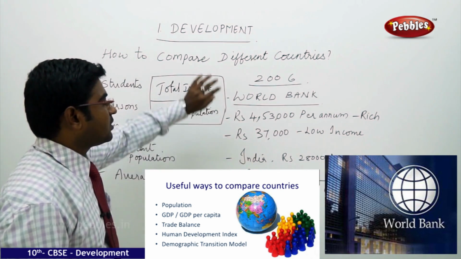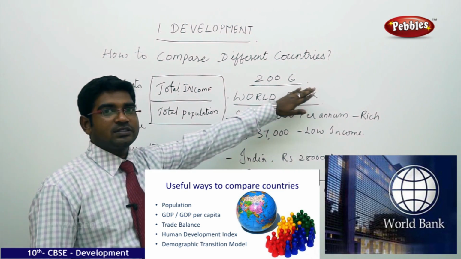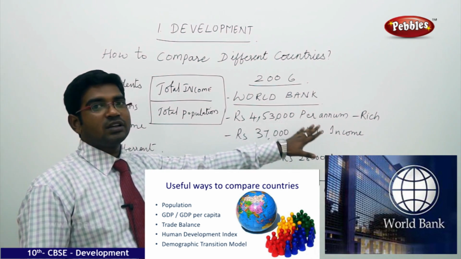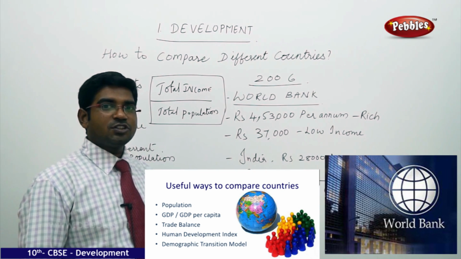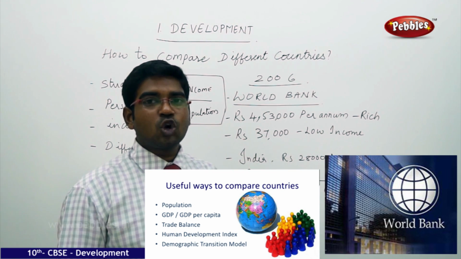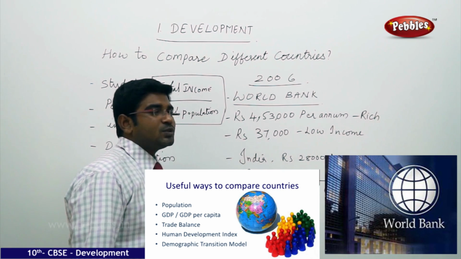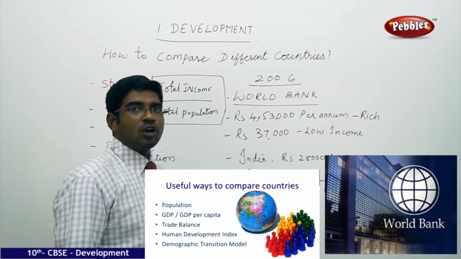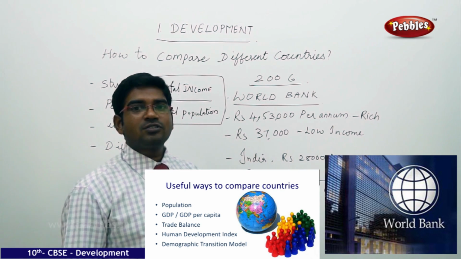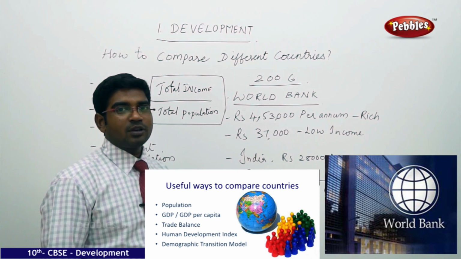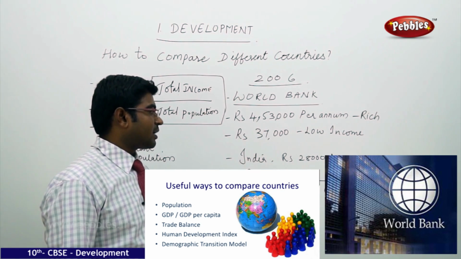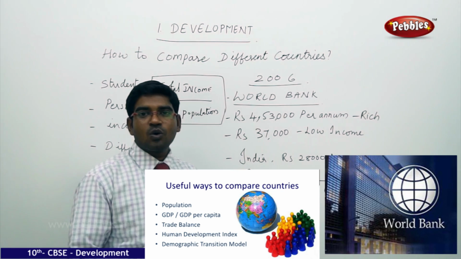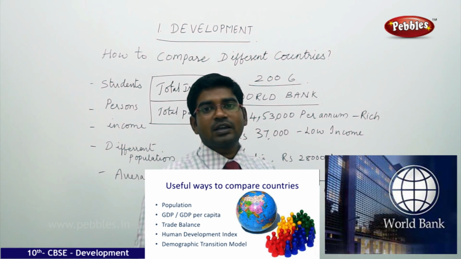And then the World Bank gave the statistics in 2006 stating that the countries whose per capita income is more than 4,53,000 per annum will be called rich and developed countries, excluding the Middle Eastern countries, while the countries whose income is 37,000 and lower than that are called low income countries. India also falls under the category of low income countries because still India's per capita income is 2,800 per annum. These are the statistics according to the 2004 census.